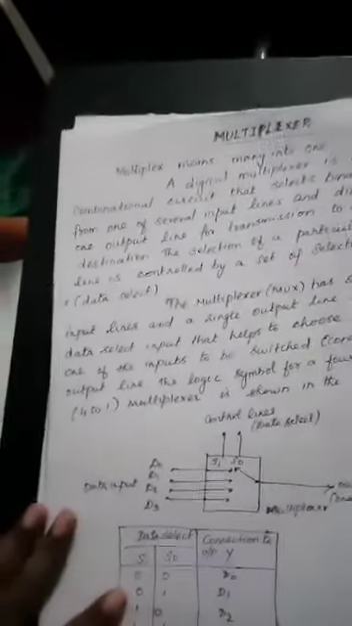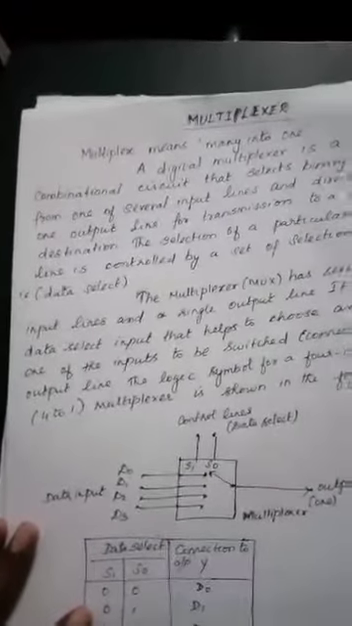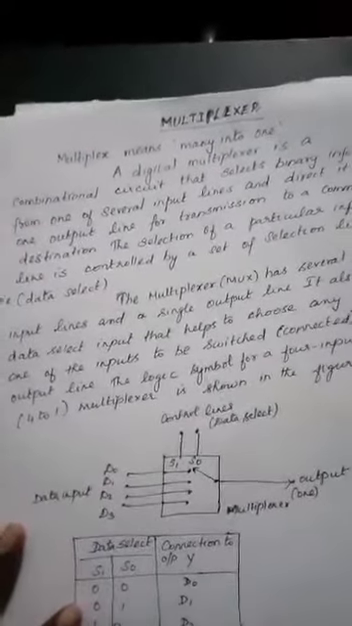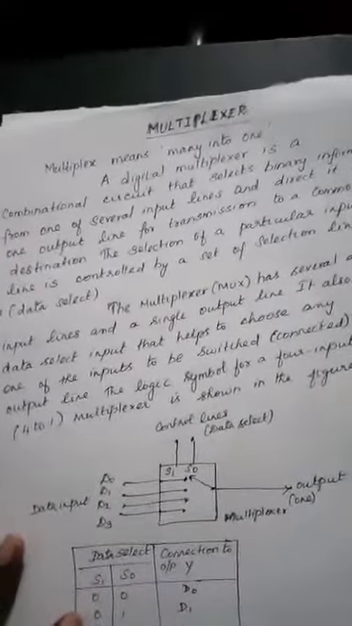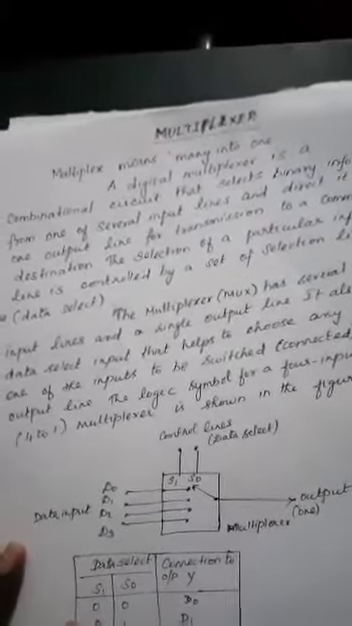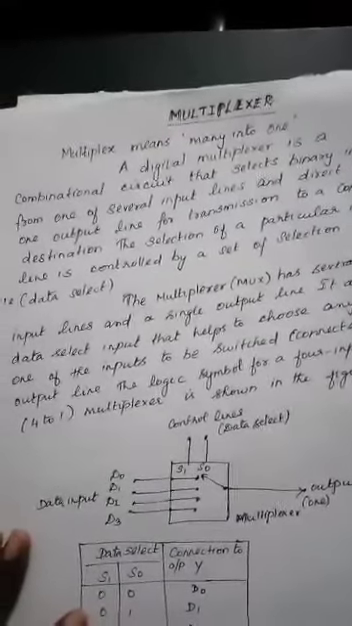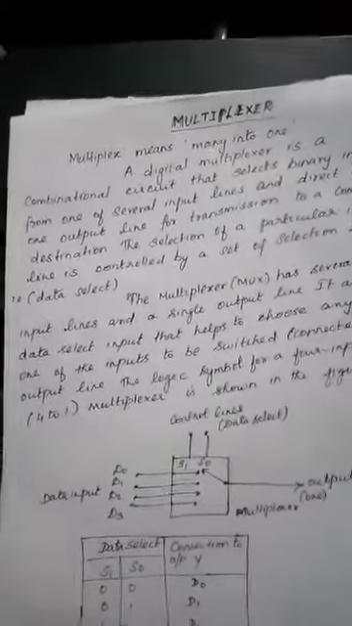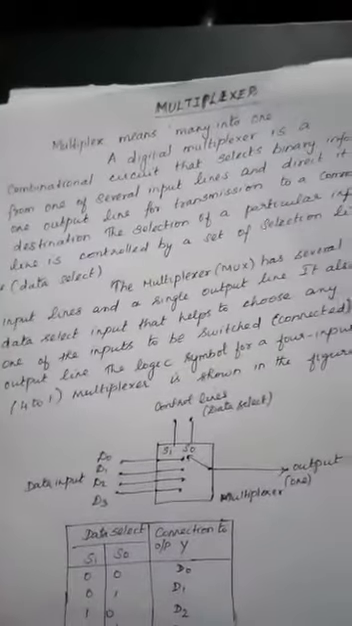Okay, the multiplexer has several input lines and a single output line. It also has data select input that helps to choose any one of the inputs to be switched, that is connected to the output line. The logic symbol for a 4 input, that is a 4-to-1 multiplexer, is shown in the figure.